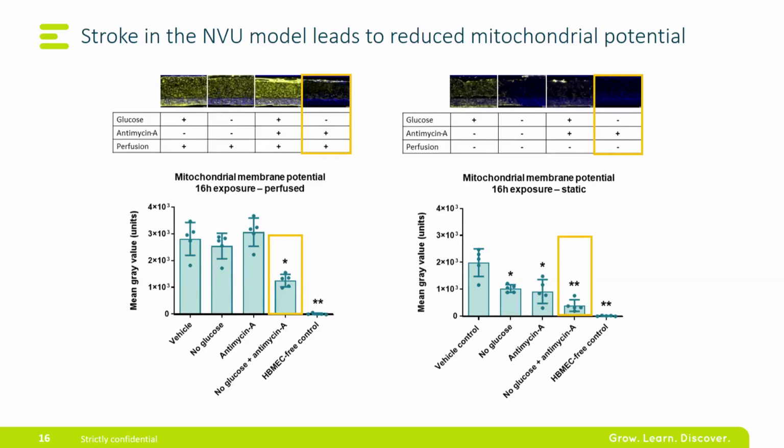Then another important aspect of ischemic stroke is the reduced mitochondrial potential. And again, we compared the different conditions with each other, seeing that the static conditions showed the biggest response compared to the perfused conditions, also with regard to the reduced mitochondrial potential.